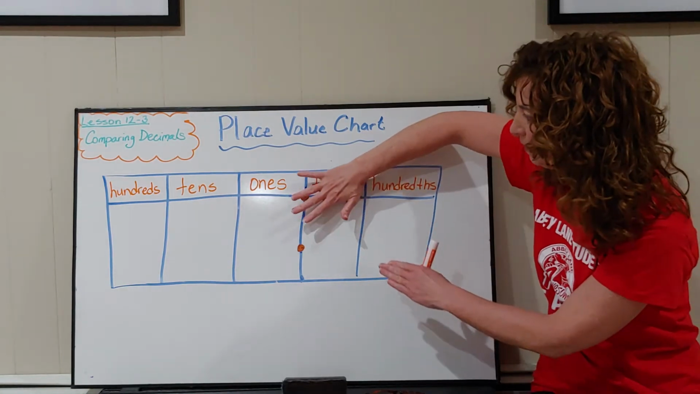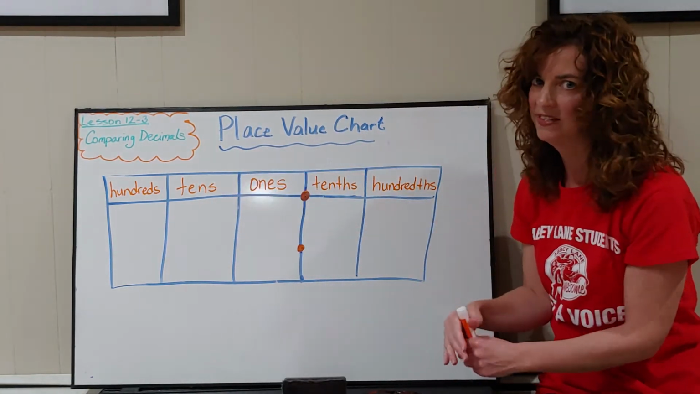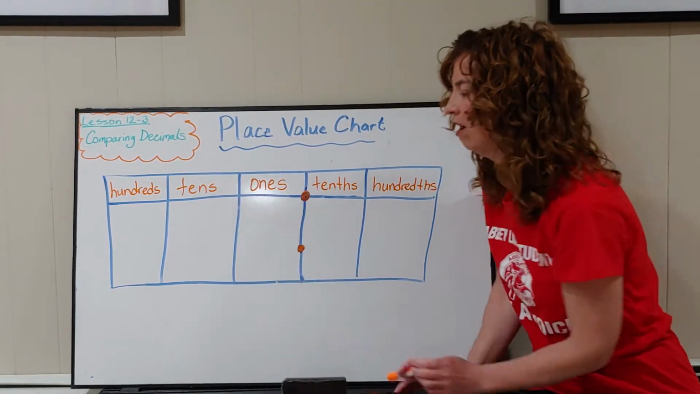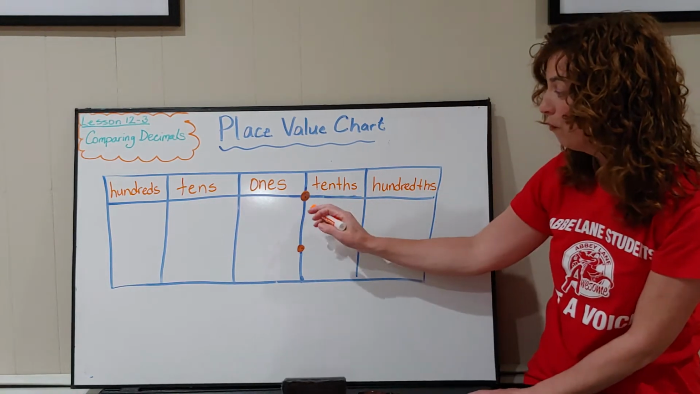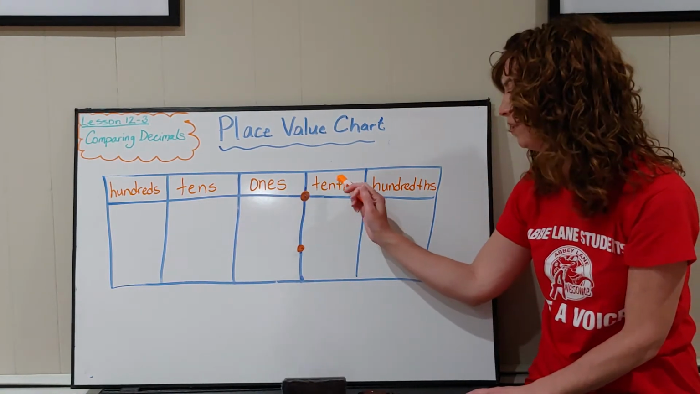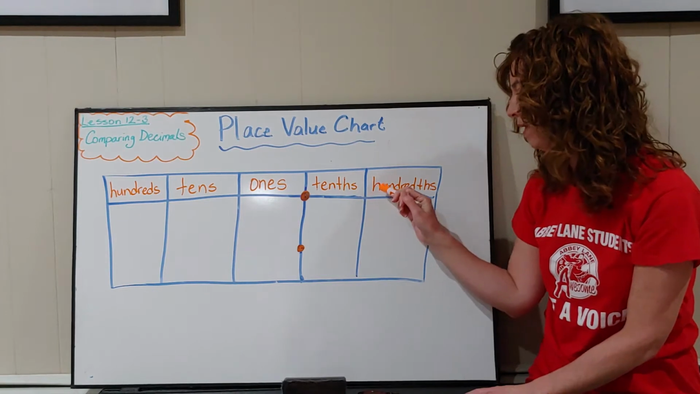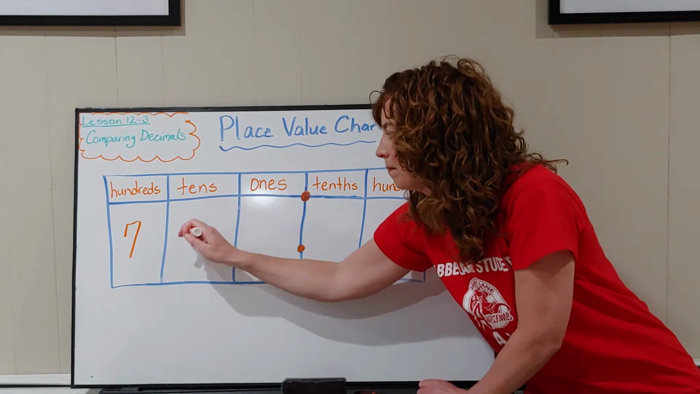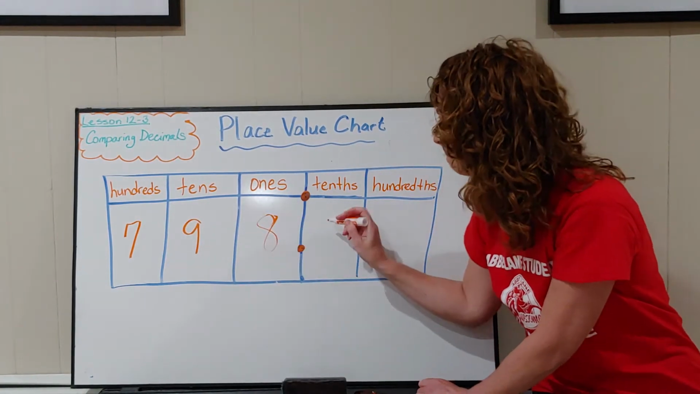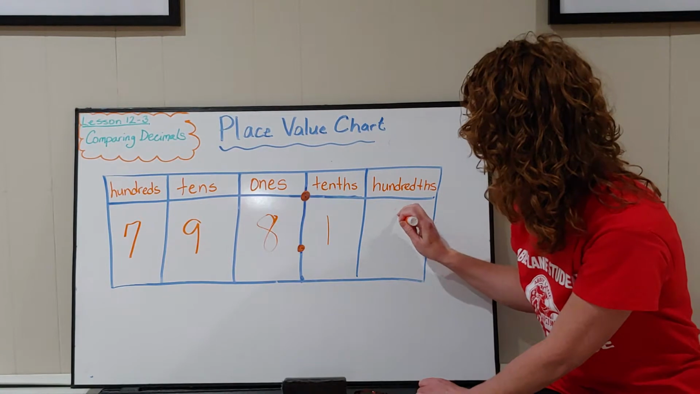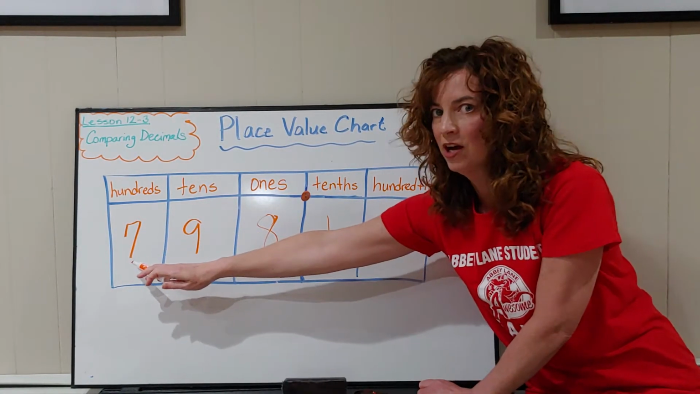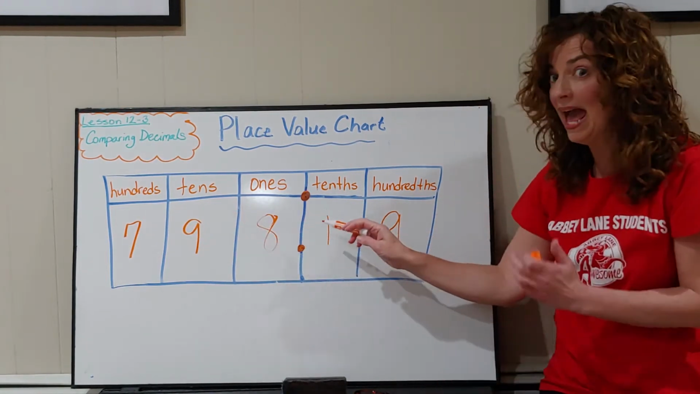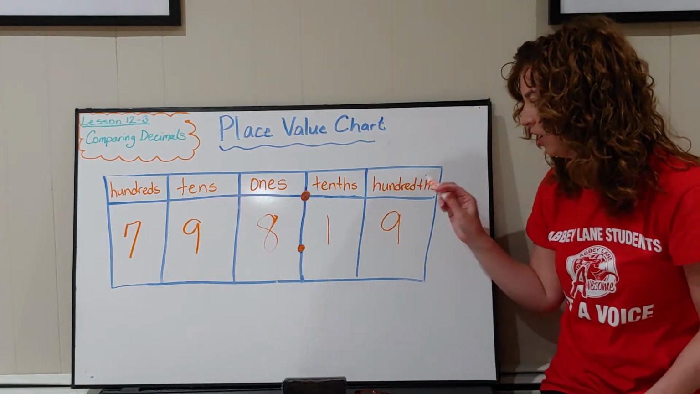As we know, this side is typically what we always have seen, if you've seen since probably kindergarten. We have our ones column, our tens column, and our hundreds column. Over here we have a decimal point, and we have our tenths column, and we have our hundredths column. So if we put a number here, this would be 798 and 19 hundredths.